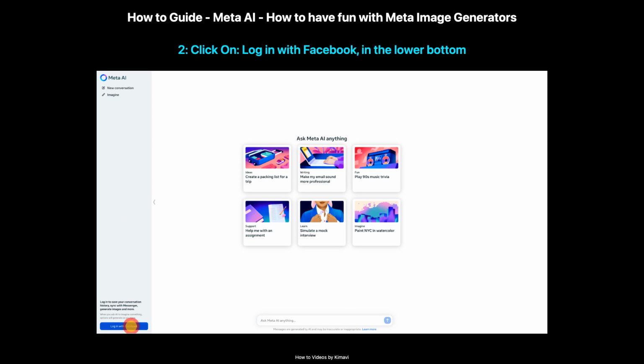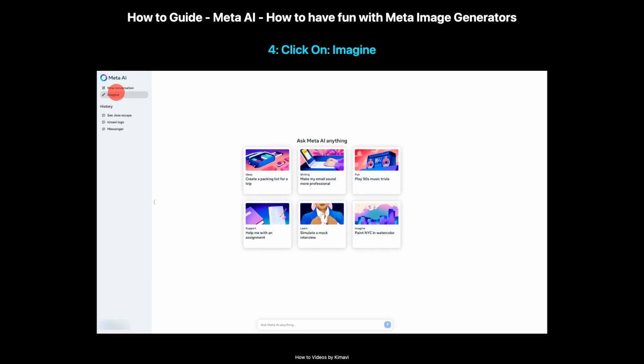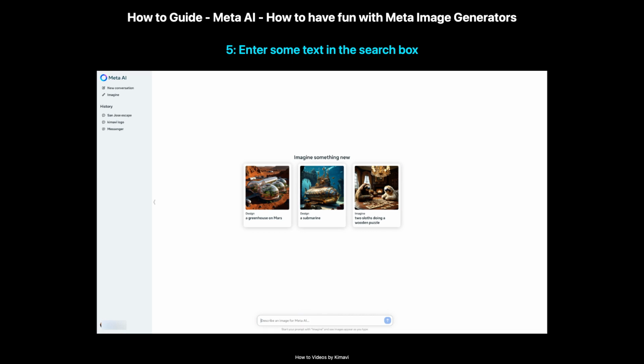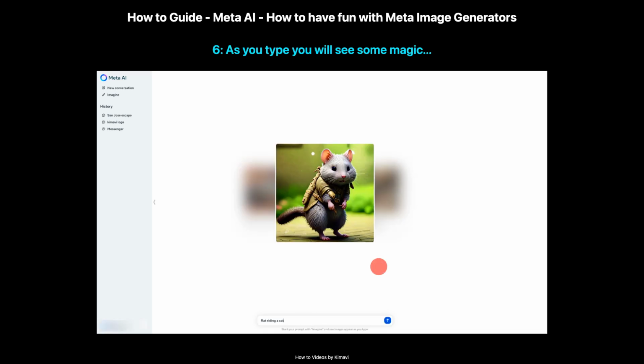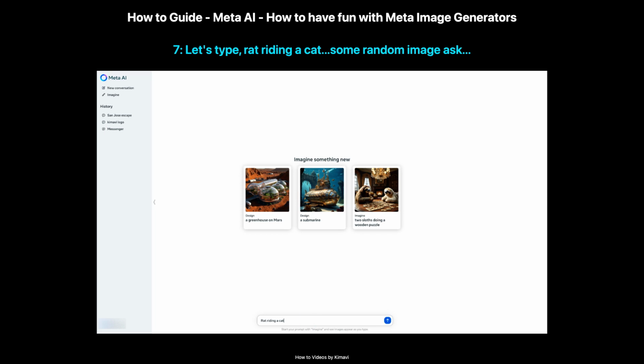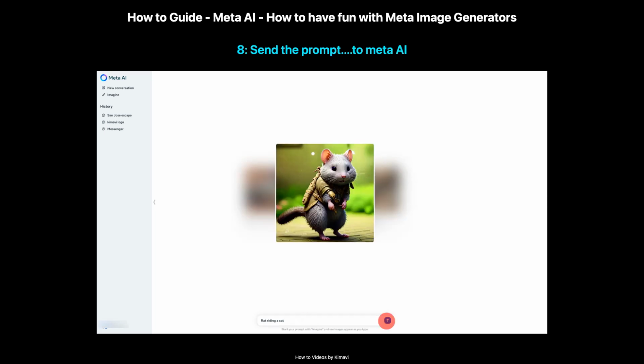Click on Log in with Facebook in the lower bottom. Click on Continue. Click on Imagine. Enter some text in the search box. As you type, you will see some magic. Let's type rat riding a cat, some random image. Ask. Send the prompt to meta.ai.